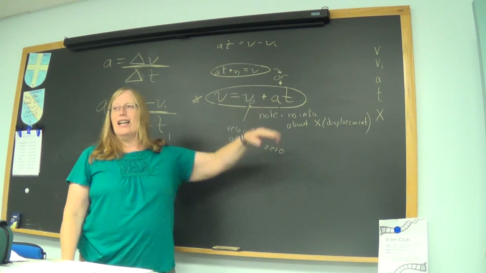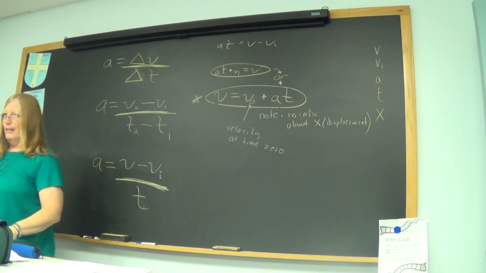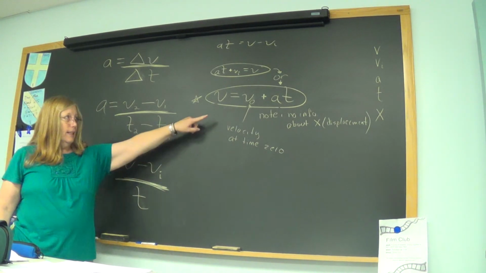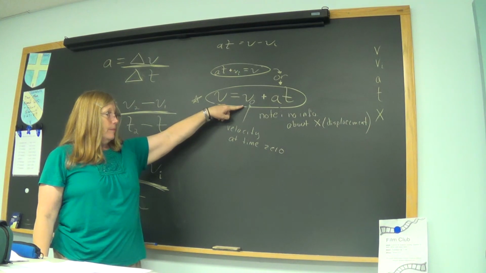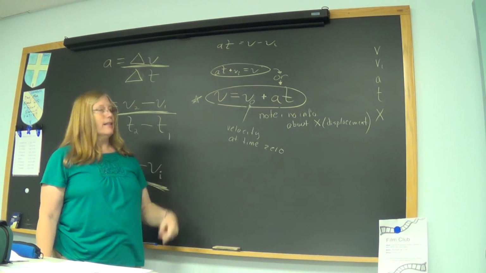So you see where that kind of helps your memory to that equation. The initial velocity is usually a lot of times at 0, so you can put velocity at time 0. Yeah, velocity at time 0. Right.